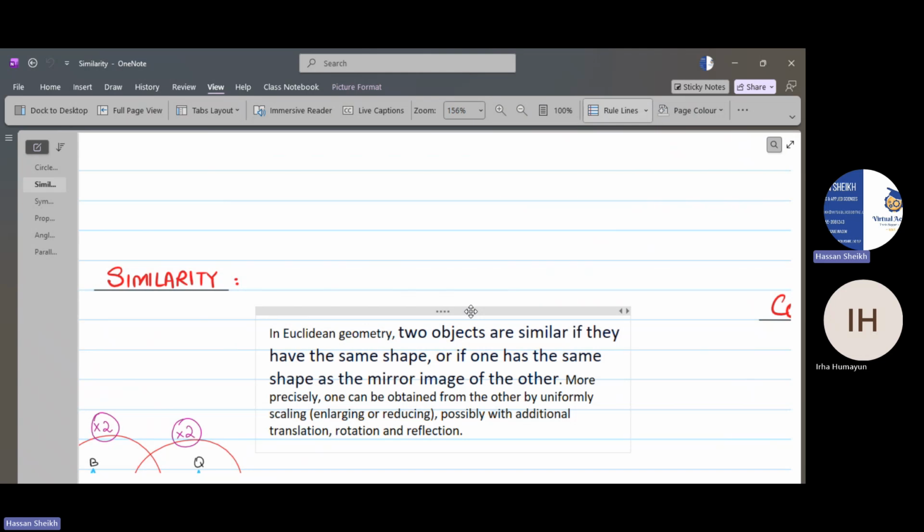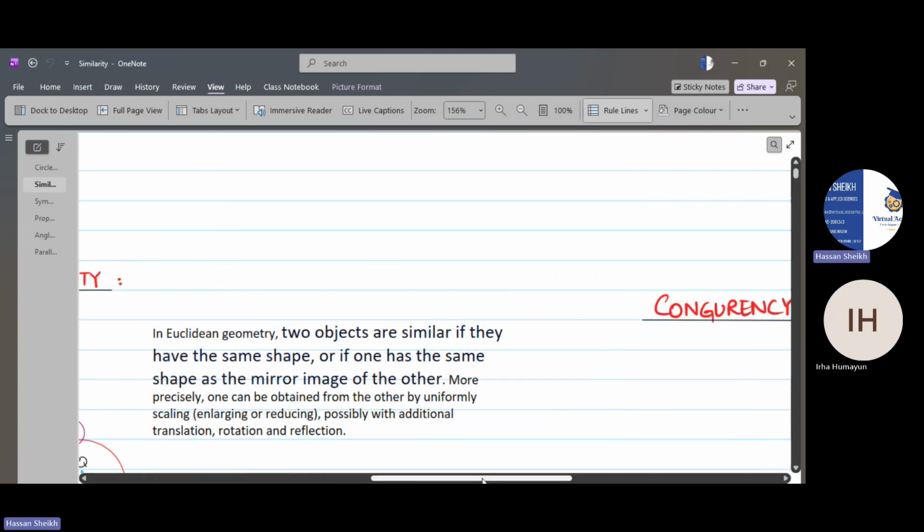Have you ever seen scale models of aircraft? No, sir. Any scale models of cars? Obviously, you'll see scale models of cars, like the toy cars we buy. Sometimes these toy cars are BMW model toy cars, Mercedes model toy cars. So these are called scale models. Scale models are always similar, possibly with additional translation.